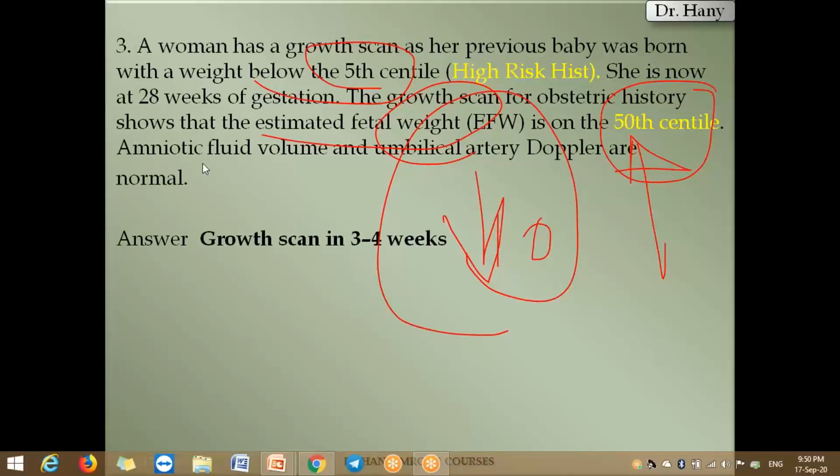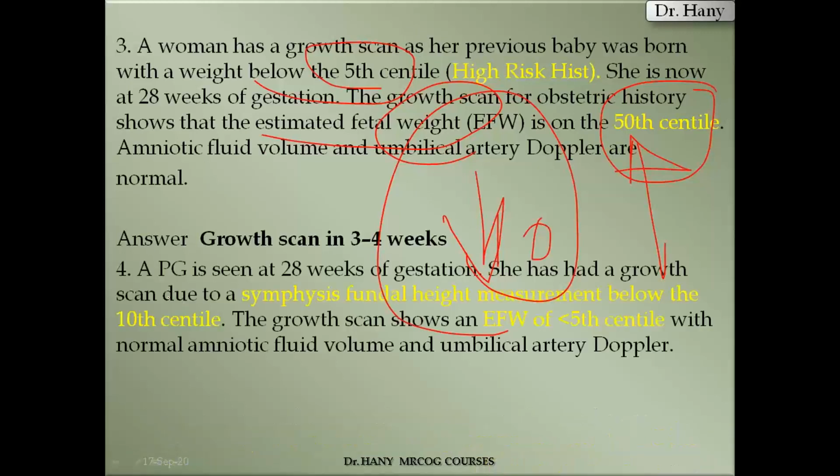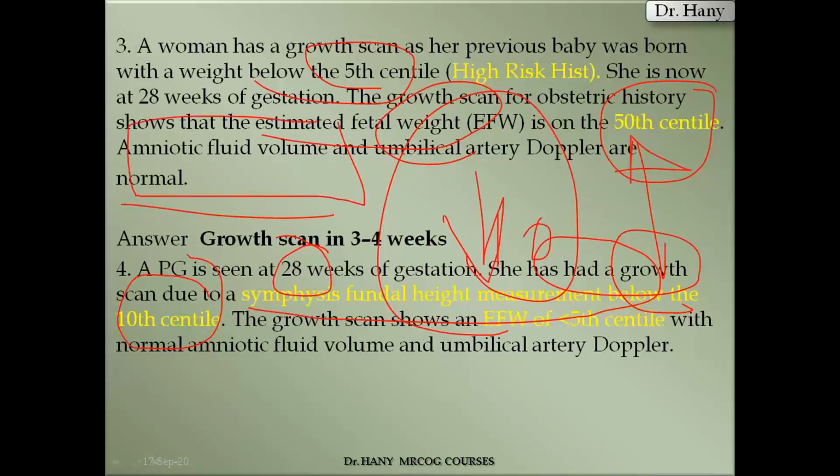Let's see another scenario. A primary gravida is seen at 28 weeks of gestation. She has a growth scan due to symphysis-fundal height measurement below the 10th centile. So the patient came from this side of the chart. The symphysis-fundal height less than the 10th centile is indicated to do what? The growth scan, the fetal biometry. It came below the 5th centile. So I will do what? The umbilical artery Doppler, with a normal amniotic fluid and normal umbilical artery Doppler.